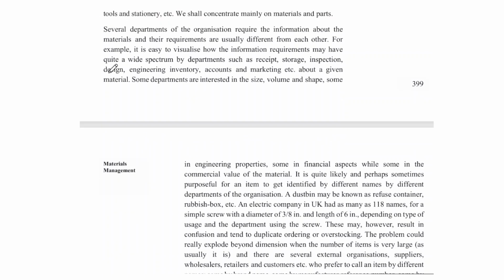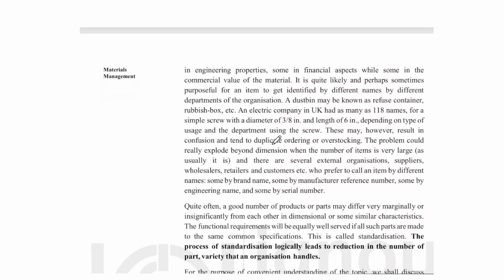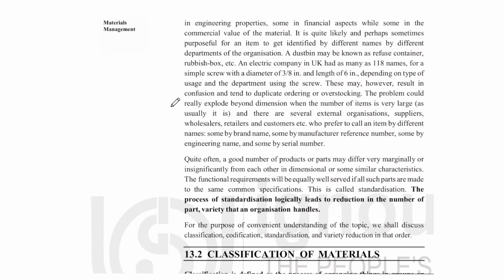And several departments of the organization require information about the materials, and their requirements are usually different from each other. For example, it is easy to visualize how information requirement may have quite a wide spectrum by departments such as receipt, storage, inspection, design, engineering, inventory, account and marketing etc., about a given material. Some departments are interested in the size, volume and shape, some in engineering properties, some in financial aspects, while some in the commercial value of the material.